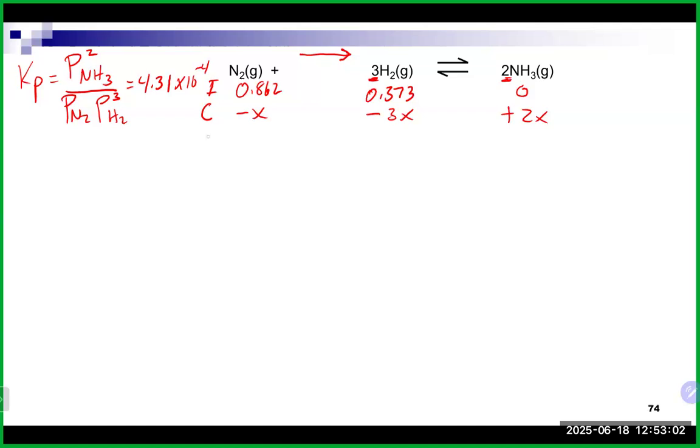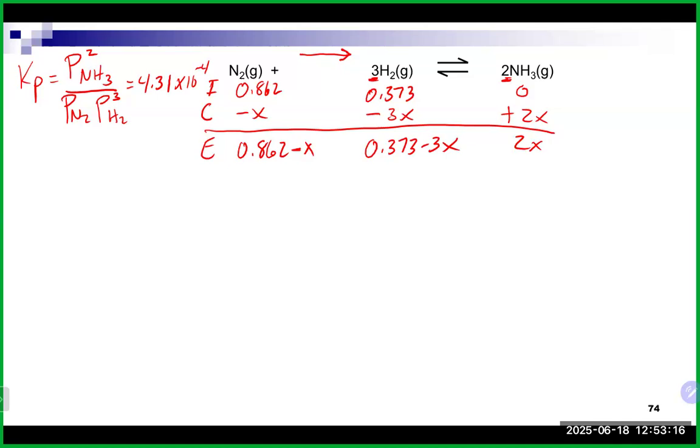That means when we get to equilibrium here, we have 0.862 minus x, 0.373 minus 3x, and 2x. Any questions on the table there? So again, pretty much identical to how you do it with molarity and so forth. Just like everything else, we're going to go in here and solve for x. So putting that in there is going to give us 2x squared divided by 0.862 minus x.